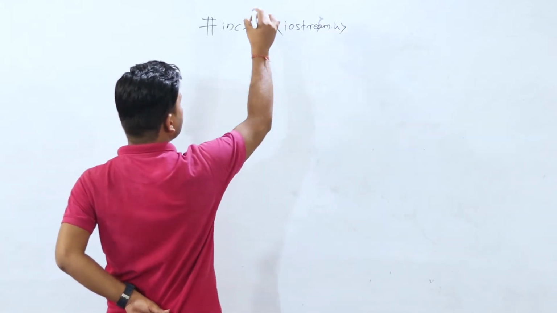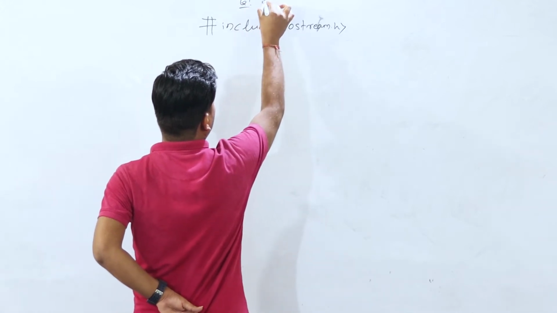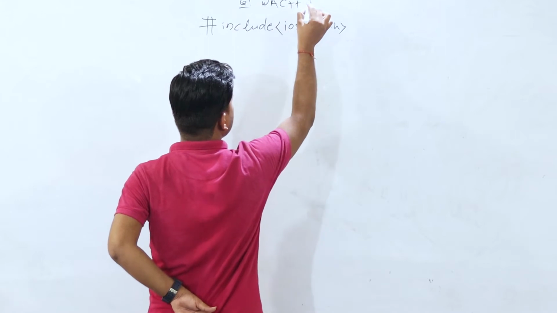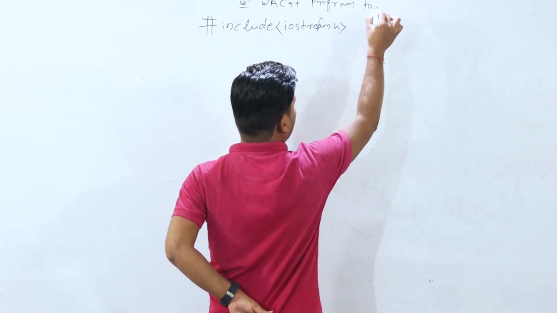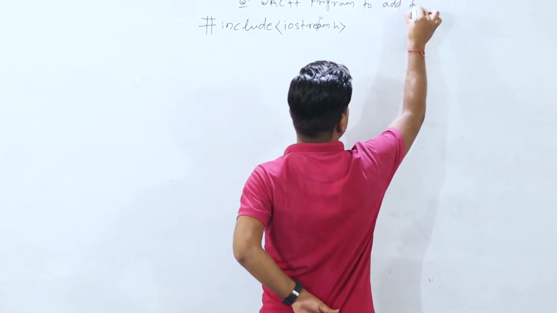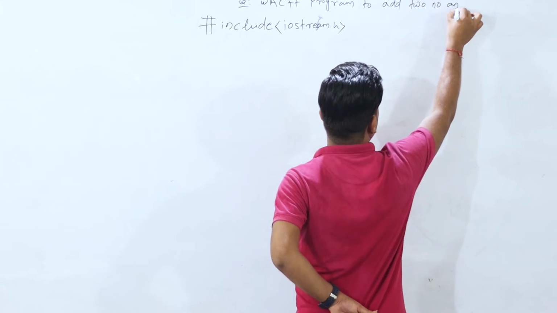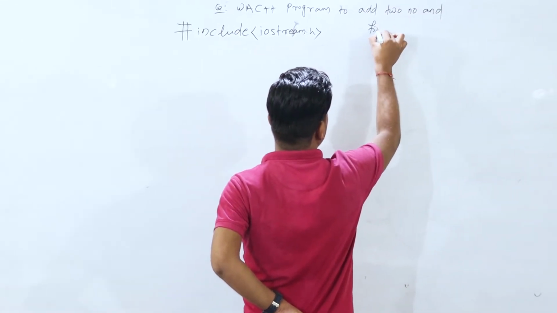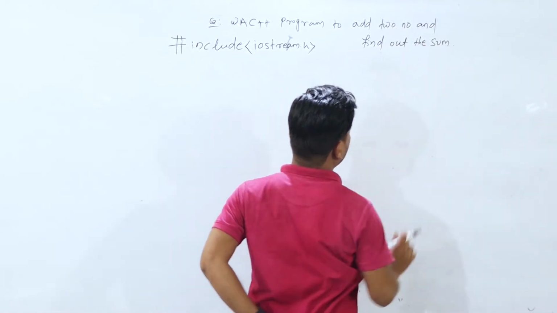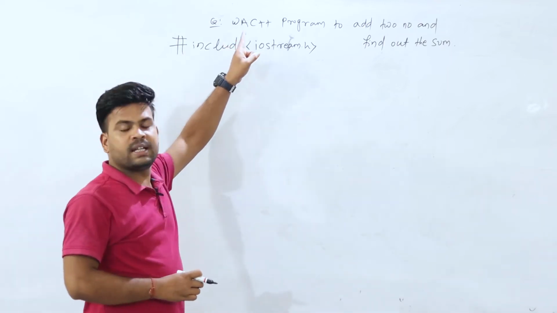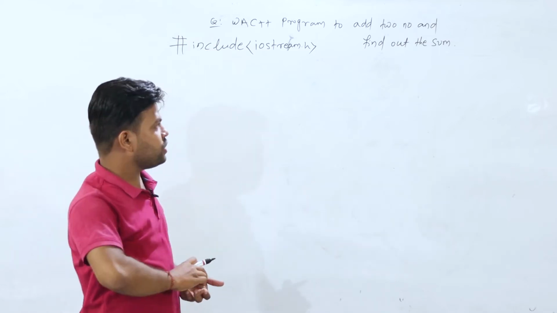So now I am writing the question: write a C++ program to add two numbers and find out the sum. Okay, so my question is, write a C++ program to add two numbers and find out the sum. This is the question.